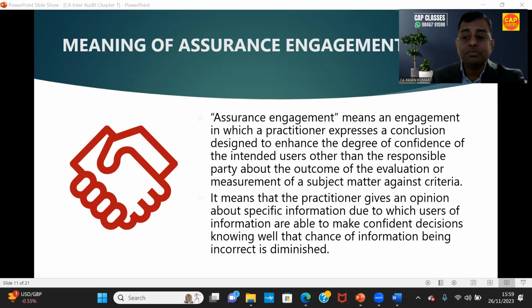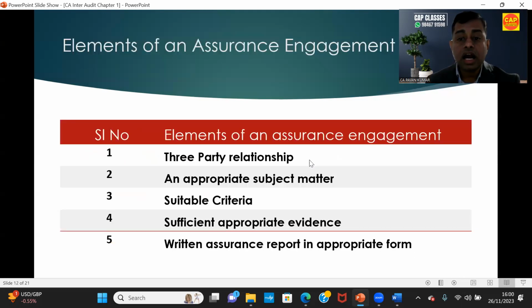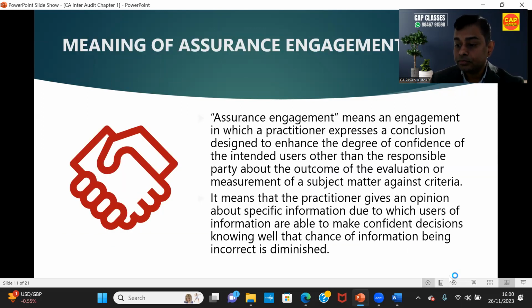Assurance engagement means an engagement in which a practitioner expresses a conclusion designed to enhance the degree of confidence of the intended user other than the responsible party about the outcome of evaluation or measurement of a subject matter against criteria. Now, look here. I will highlight 5 things. I want you to understand the same.